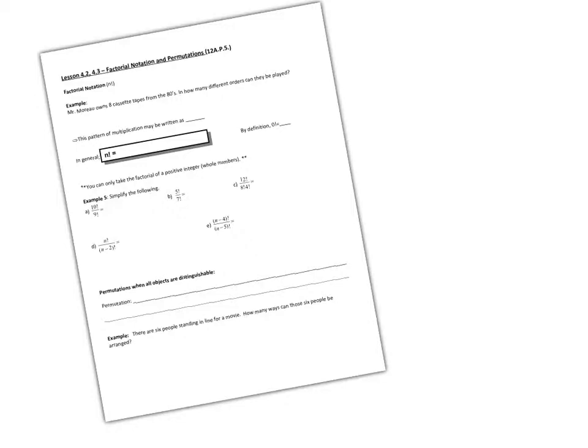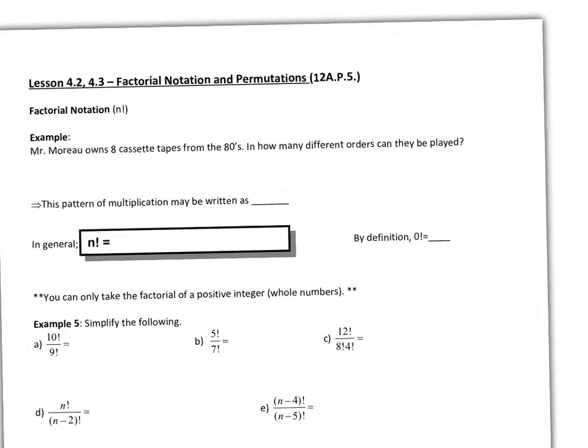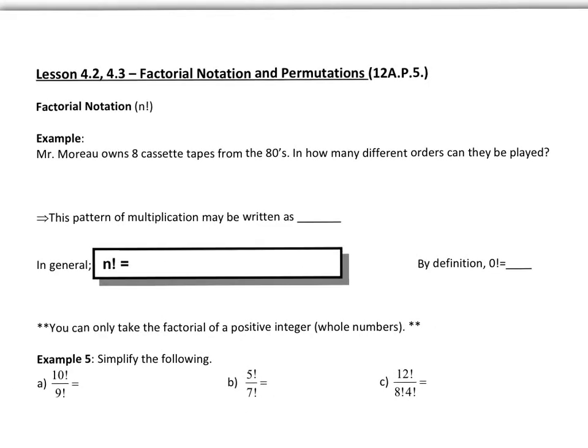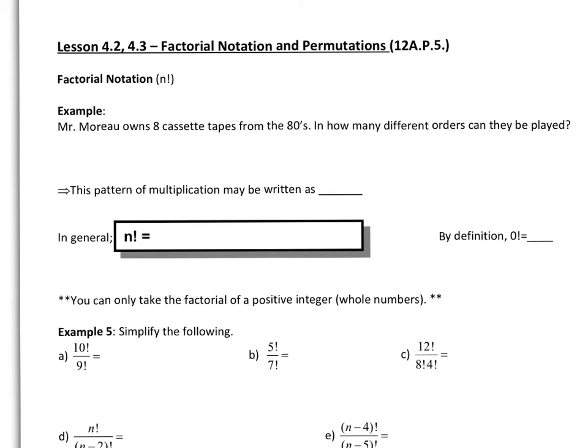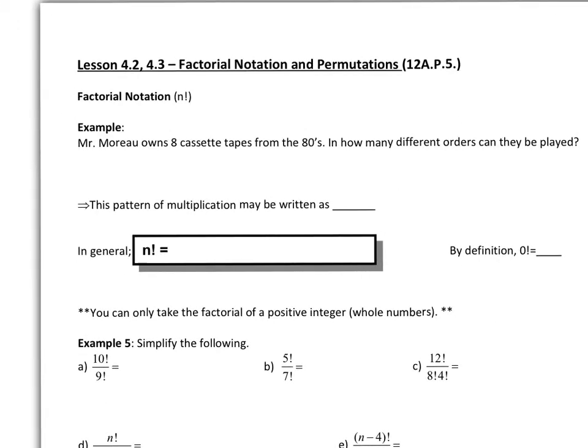Okay, so here's our document again. We're going to flip to 4.2 and 4.3, and we're only going to do part of this, so we're just going to do the 4.2 kind of stuff on factorial notation and permutations, okay? So you got it? I hope you've opened the document.